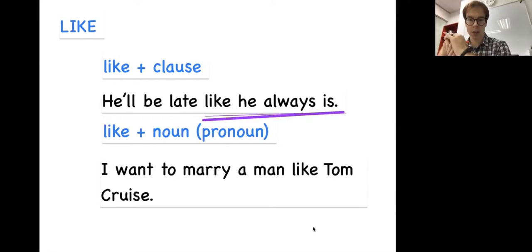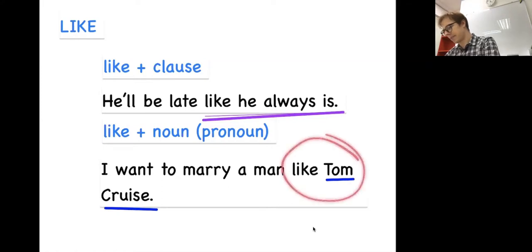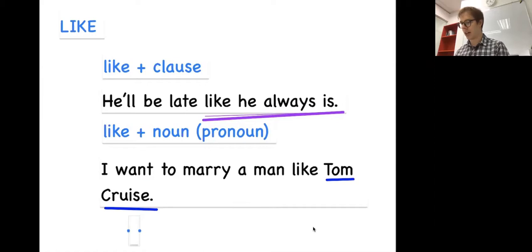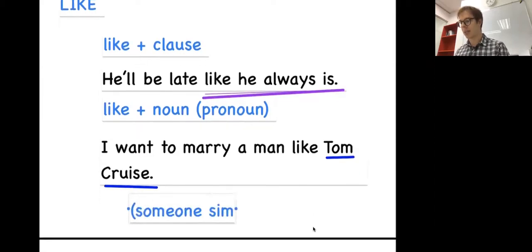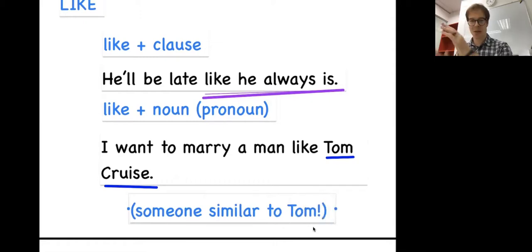We can also use it with a noun, right? Here I say, I want to marry a man like Tom Cruise. So if I do this, not for me, this is for you guys. If you want to marry a man like Tom Cruise, what does that mean? You want someone similar to Tom. If you know Tom Cruise, he's a very famous actor, right?